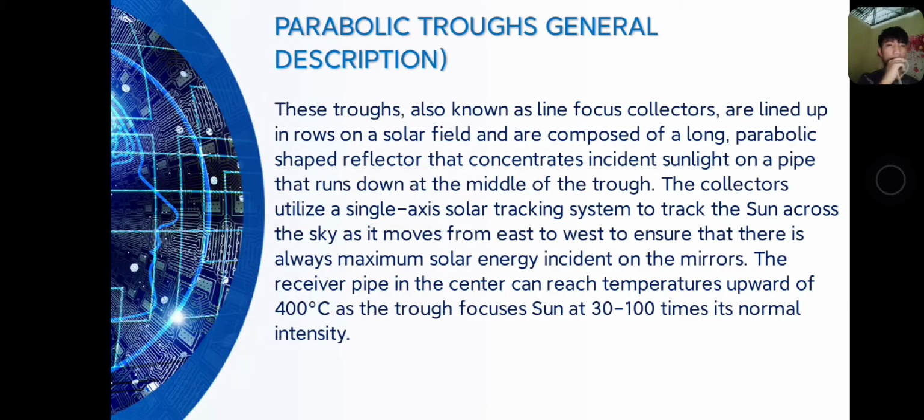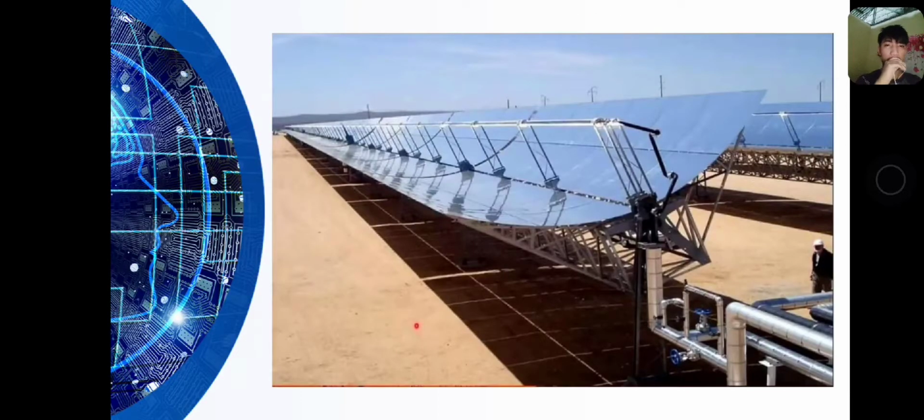And then yung pipe naman na nasa center ng parabolic trough is kaya niyang mag-reach ng temperature hanggang 400 degrees centigrade. So, para mas ma-imagine natin kung ano yung itsura ng parabolic trough, ito siya. So, makikita natin na naka-parabolic shape yung mirrors. And then, pag tumama yung sunlight dun sa mirrors, tatama siya sa pipe.